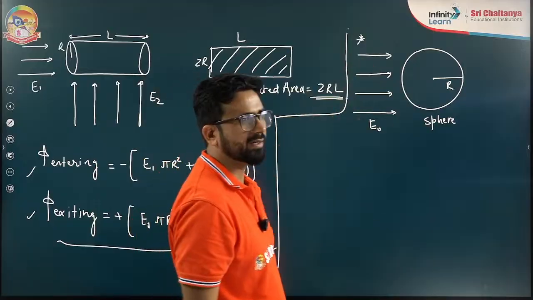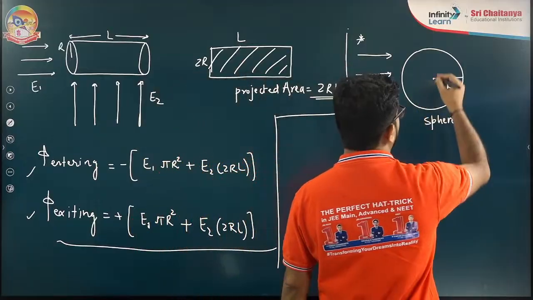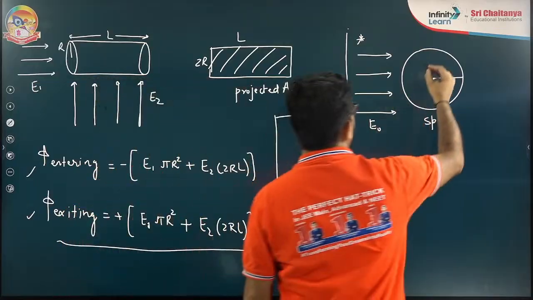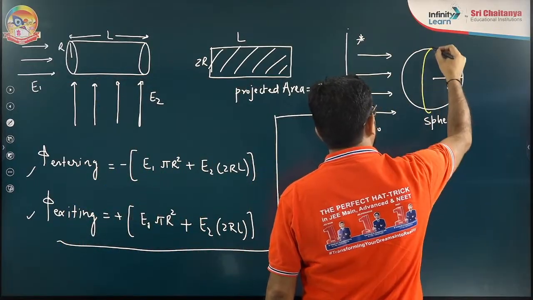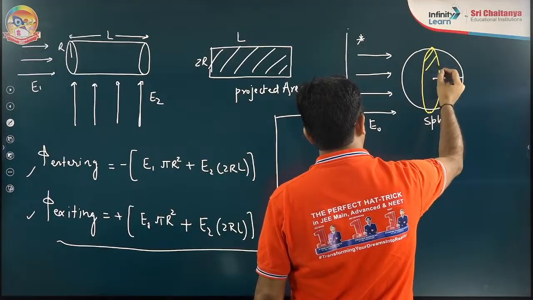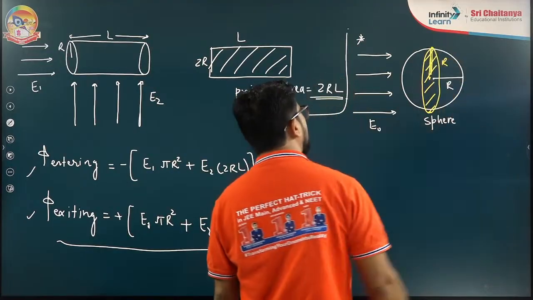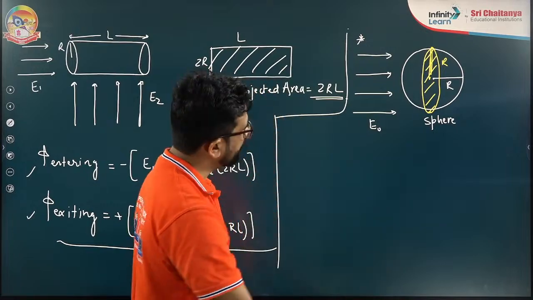If you put the projected area, this would be again a circle. So what is the circle? If you see it, this circle would look like this. This is the projected area, beta. Again, its radius is equal to r. So this projected area is equal to pi r square.